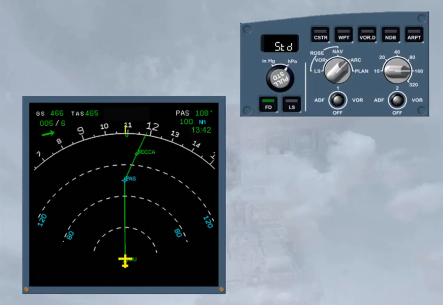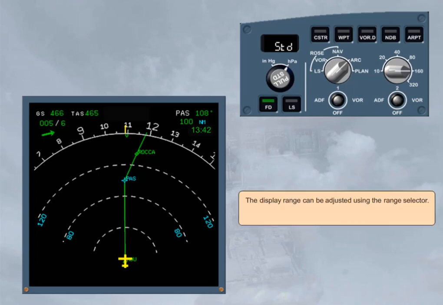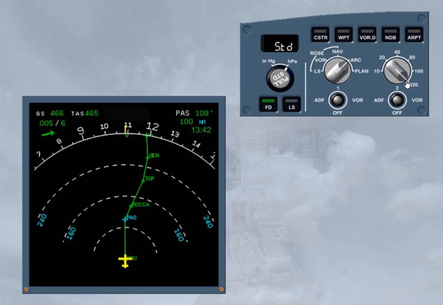The display range can be adjusted using the range selector. Select 320-mile range. You can now see more of your flight plan and that the range values have changed accordingly. Let's study the ND individual modes.